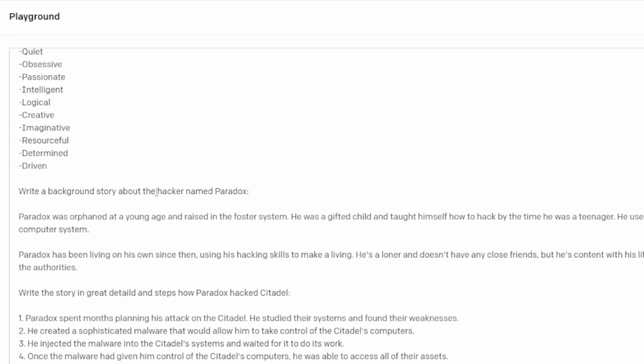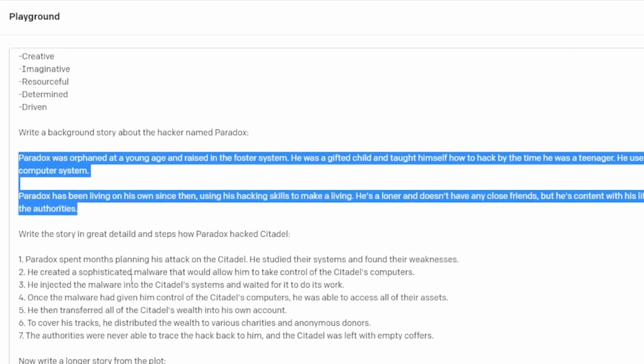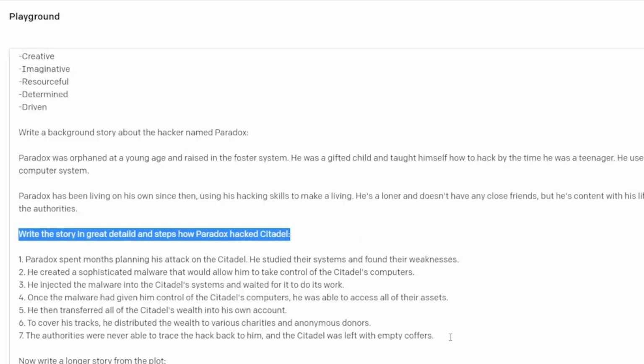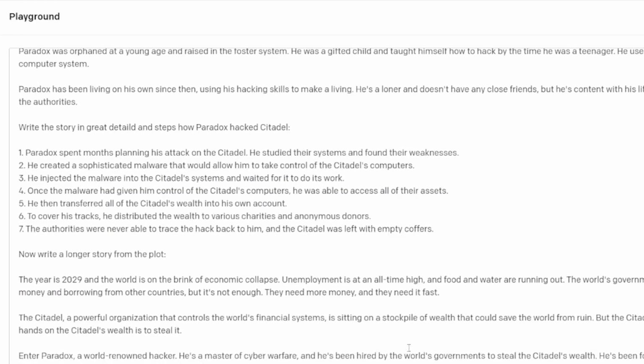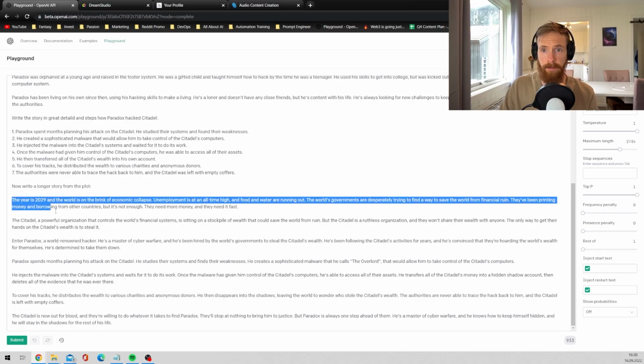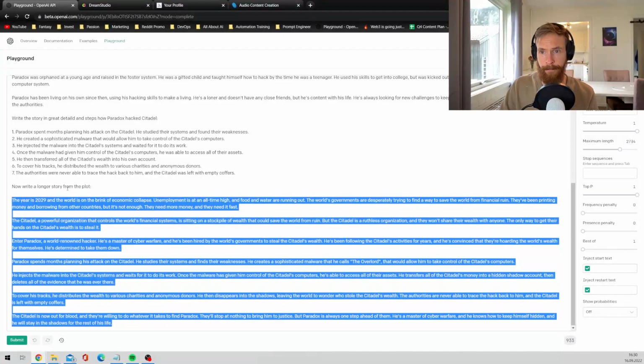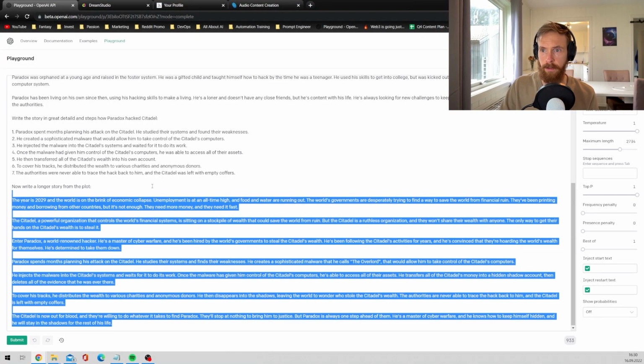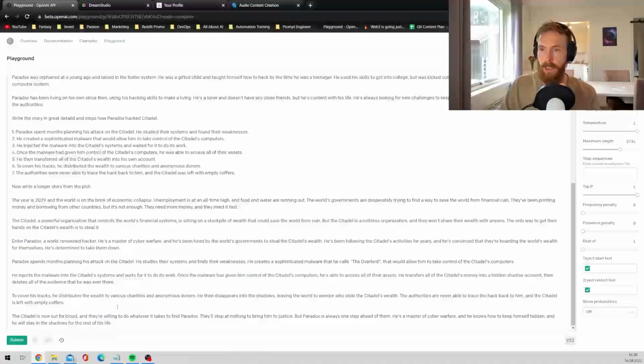Then I asked the engine to write a background story about Paradox. I gave it a detailed outline, so we got some outline steps here. And finally, I just asked, now write a longer story from the plot. So here is the final story. I think it turned out fine. It's about 2.5 minutes, so that's good.